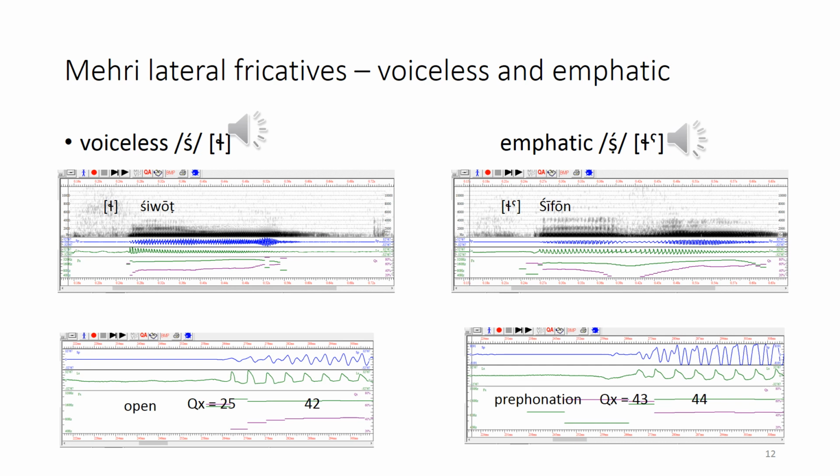A low QX for the voiceless fricative, indicating the glottis has been open during the fricative, and a higher QX for the emphatic, indicating the pre-phonation state, such that voicing is able to start up at its target QX value.